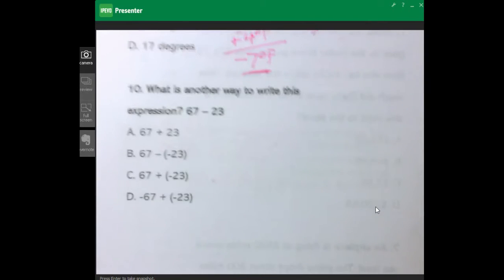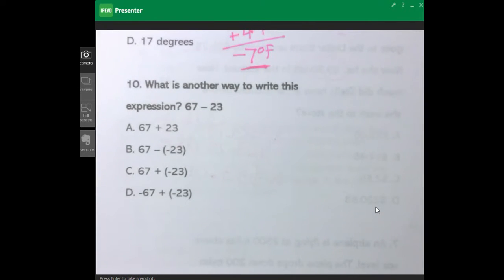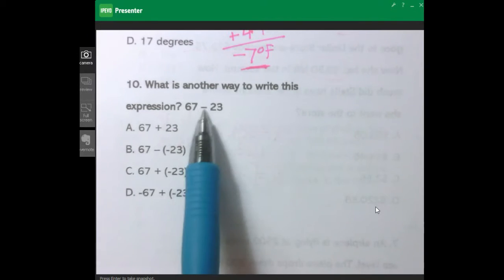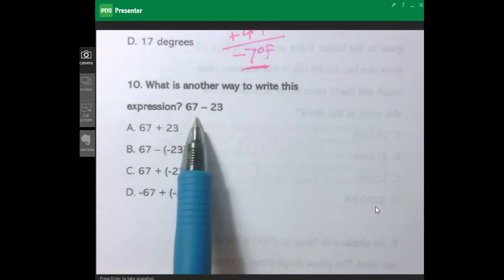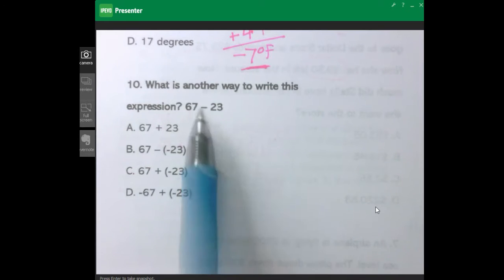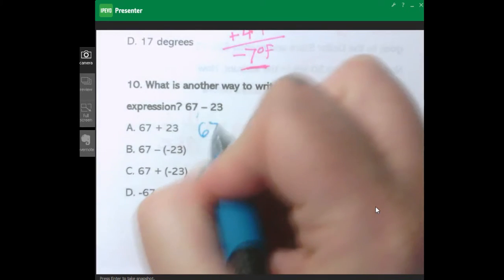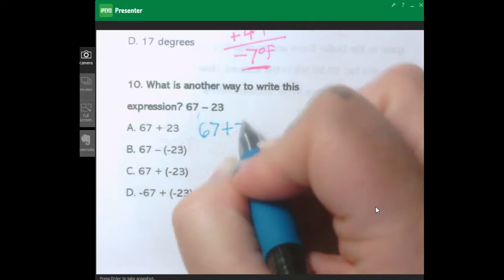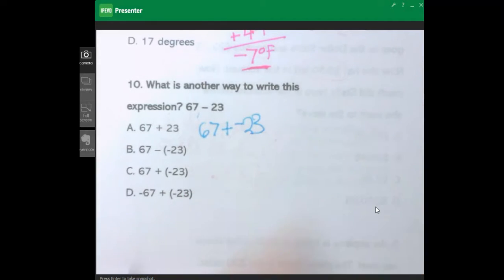Number 10. What is another way to write this expression? Well, anytime we have a minus, we always know that we can change that subtraction to adding the opposite. So if I do that, I have 67 plus -23. I can't change one without changing the other. So C is our answer here.